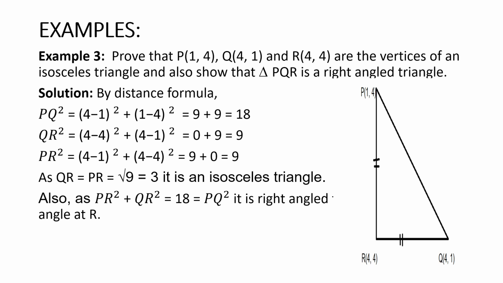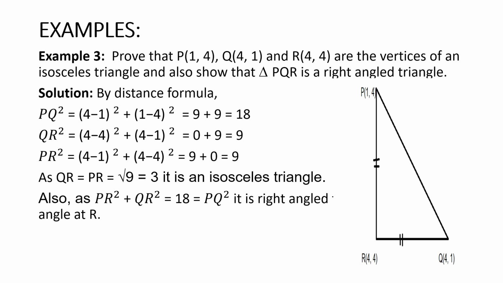Now to show it is a right angle triangle, we can use the converse of Pythagoras theorem. So if the sum of squares of two sides is equal to the square of the third side, then the angle opposite to that third side is a right angle. Over here it is very clear, PR square plus QR square is 18, which is equal to PQ square. So it is a right angle triangle. Now the right angle is at R.